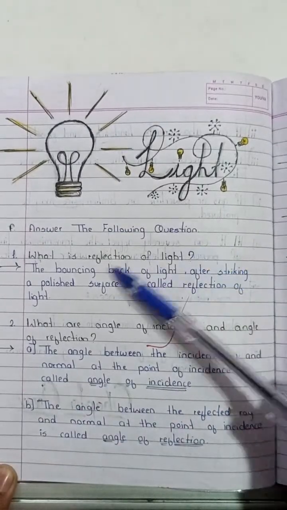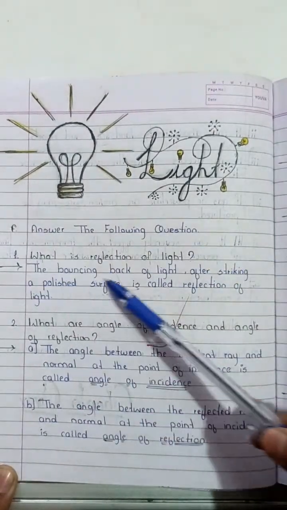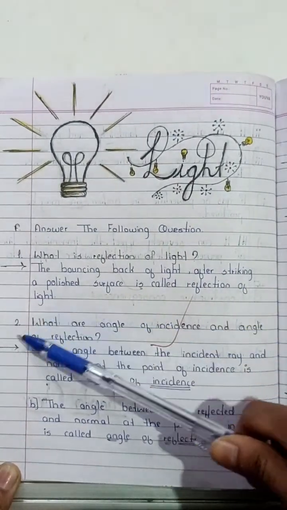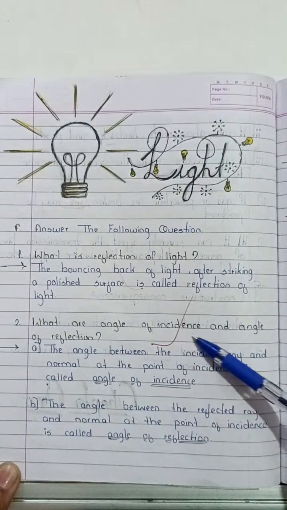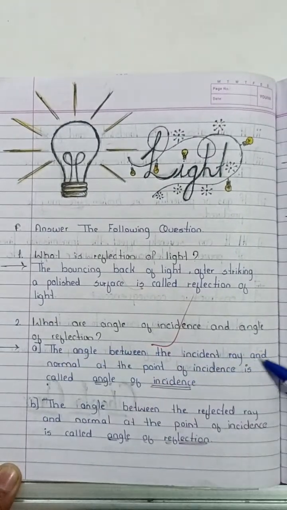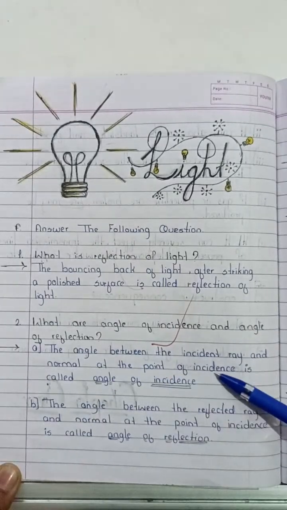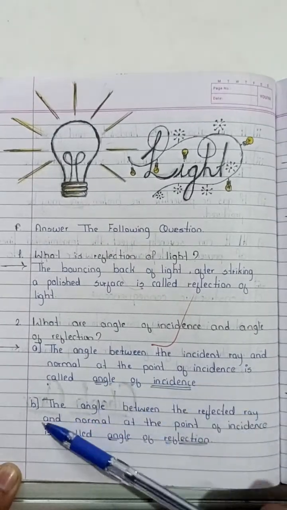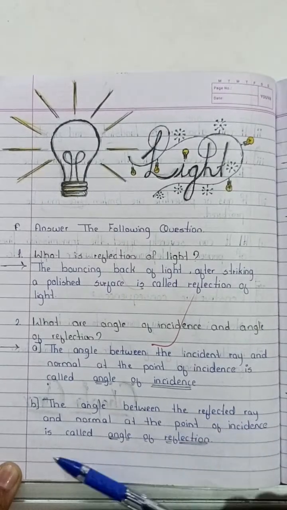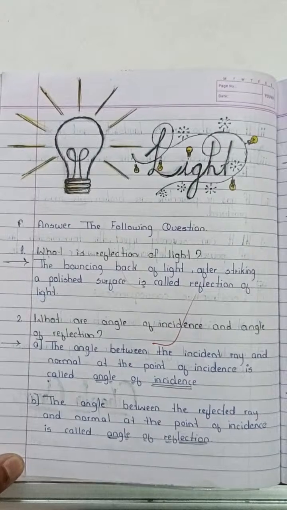Answer the following questions first. What is reflection of light? The bouncing back of light after striking a polished surface is called reflection of light. Second, what are the angle of incidence and angle of reflection? A. The angle between the incident ray and the normal at the point of incidence is called the angle of incidence. B. The angle between the reflected ray and the normal at the point of incidence is called the angle of reflection.